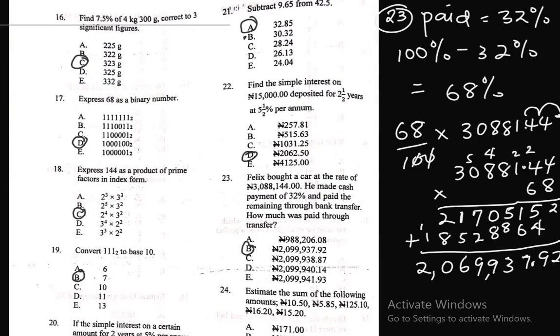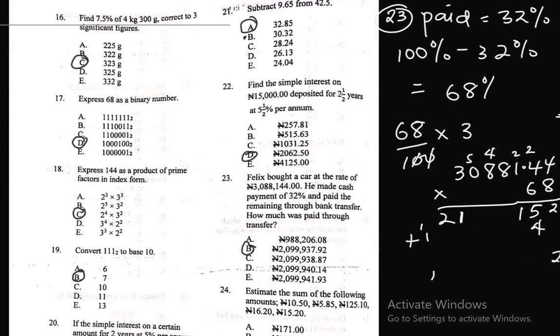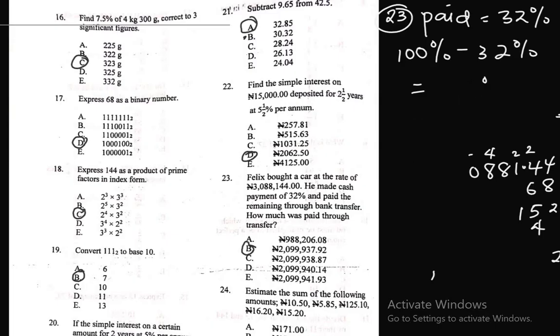Alright, that's it for question 23. Let's look at question 24. Okay, I just observed a slight mistake in the calculation for 23, but the option I pick is correct. So just multiply yourself and get it done the right way. Sorry about that. But the right answer is B.